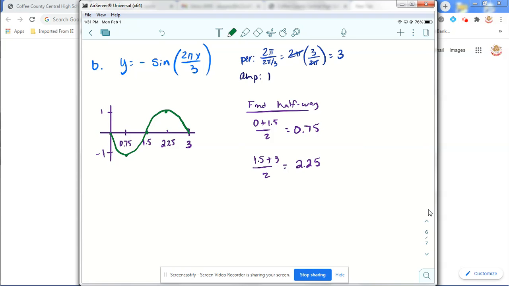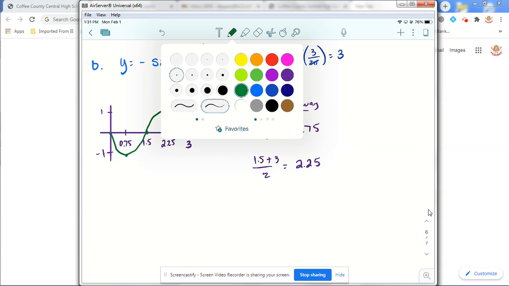Now don't forget, these go on and on and on forever. It just repeats that pattern over and over again. But today we're just going to focus on one period.